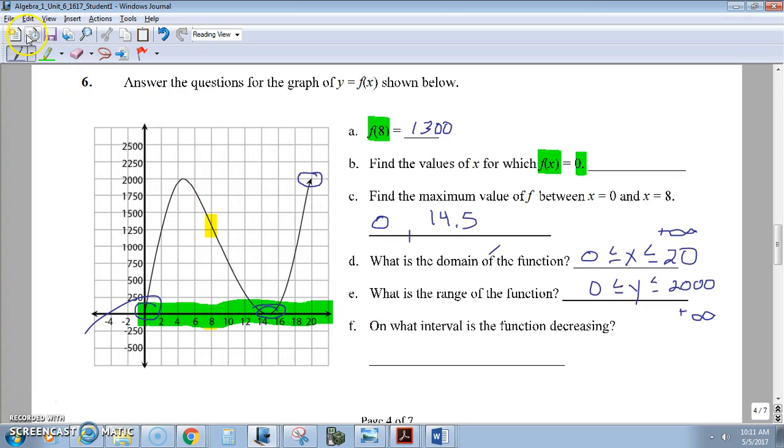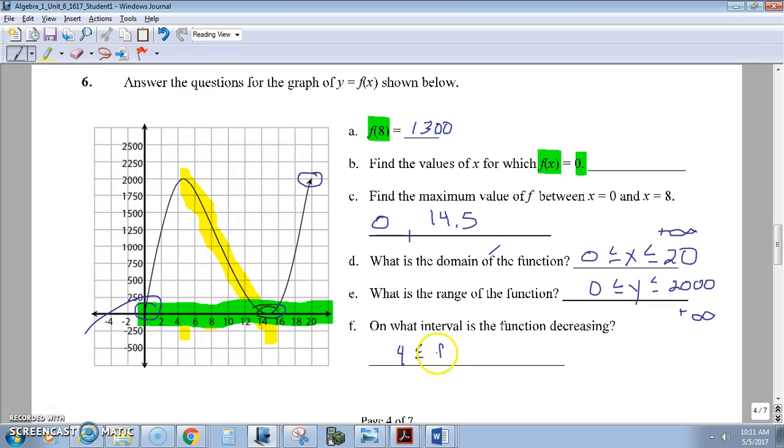On what interval, so what domain, interval is another way to say domain, on what interval is this function decreasing? Well, here's a maximum point, and then it starts decreasing to here, the bottom, and then it stops because then it starts increasing again, right? So where is it decreasing from? It looks like right here to here.